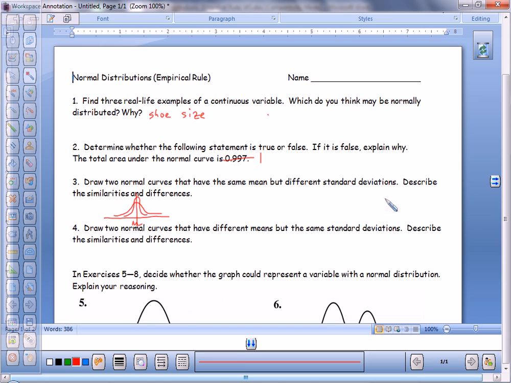Number 4, draw 2 curves that have different means but have the same standard deviations. So these curves should look identical, but they should just be at different places on your graph. So we might have one that has a mean right here, and then an identical curve, which I'm not good at drawing. There we go. That's actually not too bad. It would have a mean there. So the curves should look the same, just one shifted. So they would have the same standard deviation and different means in that way.